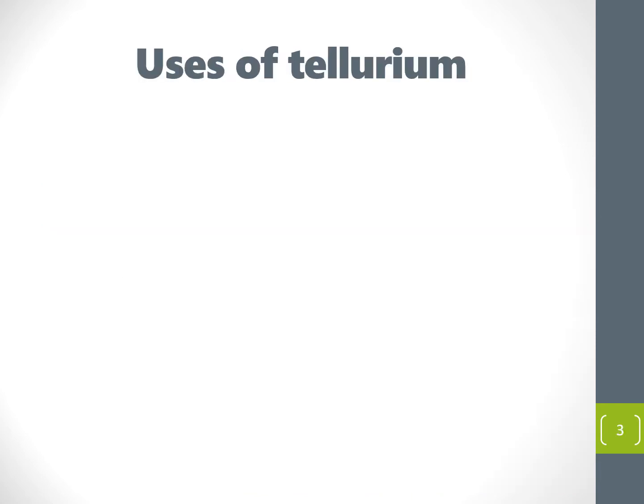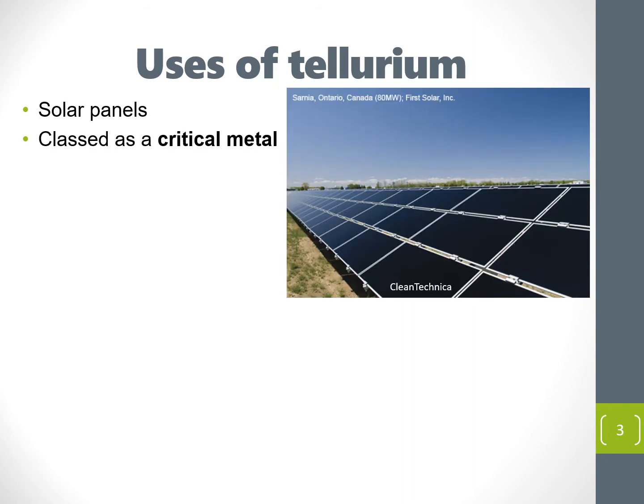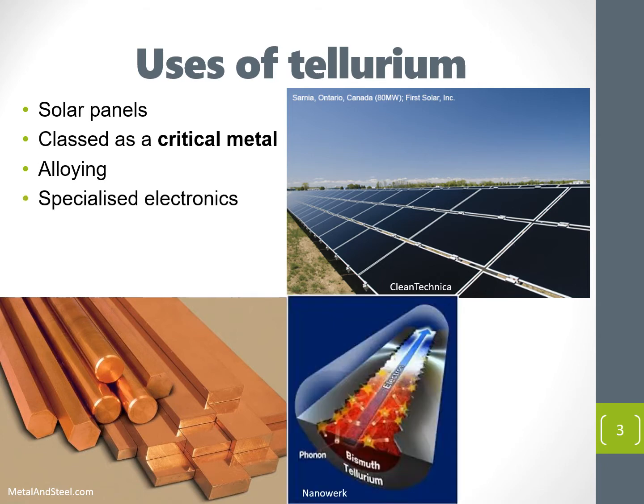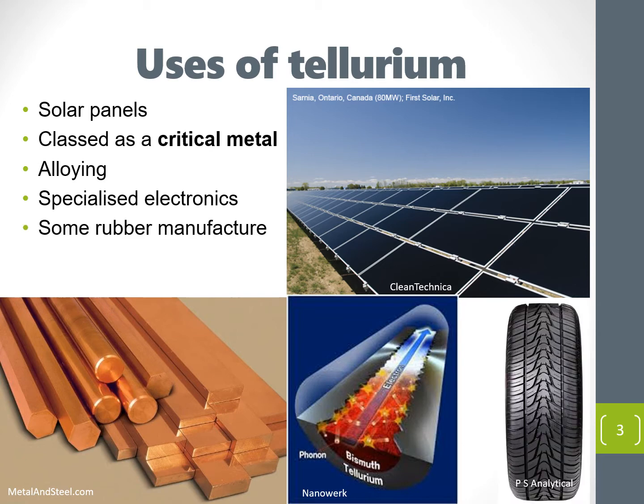Now, some uses of tellurium. It's a major component of solar panels of the type cadmium telluride. It's classed as a critical metal for this particular usage in places like the United States. Tellurium is also used in a number of alloys, like this one with copper, in some specialized electronics like thermoelectric devices, in some rubber manufacture, and, an important point, as an antimicrobial agent, which we're going to talk about more later on.